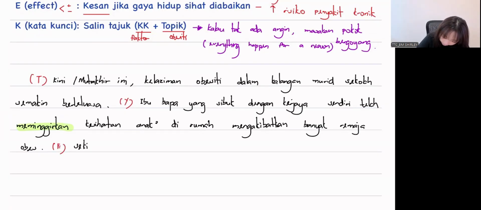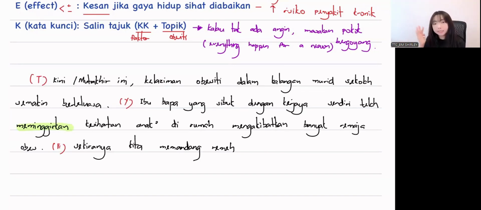If sekiranya, if we do not care about this issue, kita memandang remeh. Memandang rendah, it means you look down on somebody about the status one. But memandang remeh, it means you don't care about it. Or you may use another ungkapan, bersikap acuh tak acuh. It means you don't care.